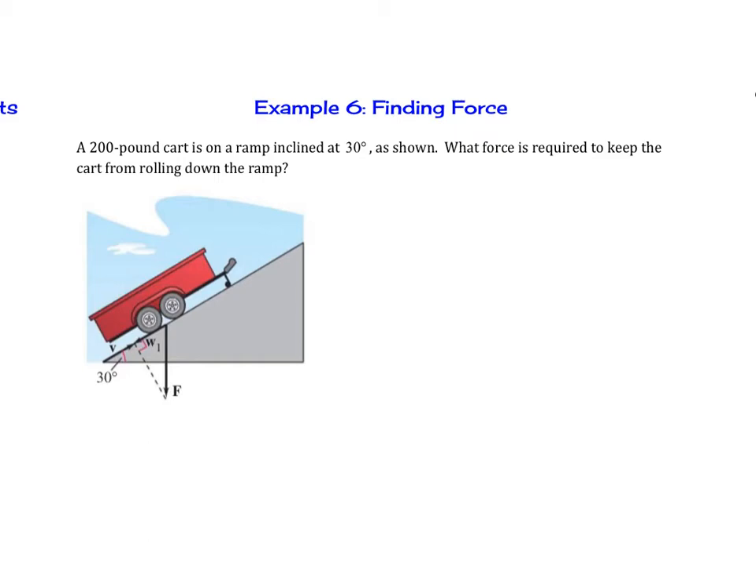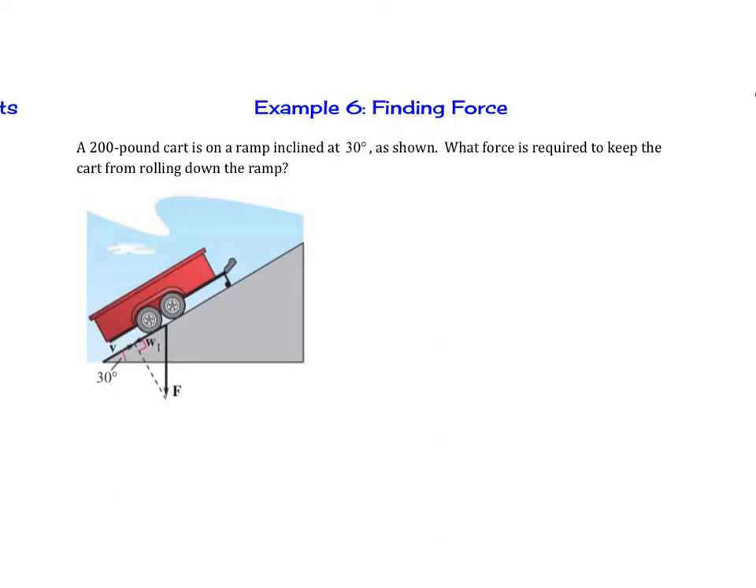Example 6, we're going to find force. A 200-pound cart is on a ramp inclined at 30 degrees, as shown. What force is required to keep the cart from rolling down the ramp? One way we could work with this is to use a projection of F onto V, or U onto V, just like we did with the other example. But I think for this example, it might be better to use a different way. So let's write down what we know.